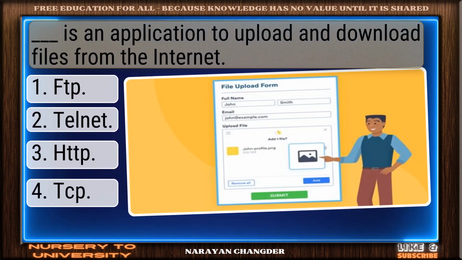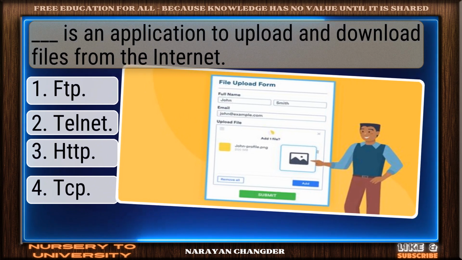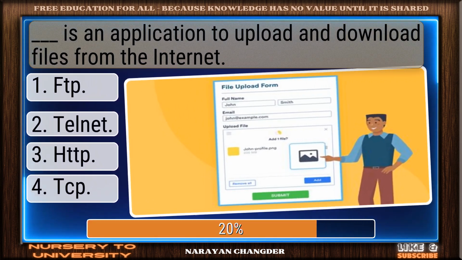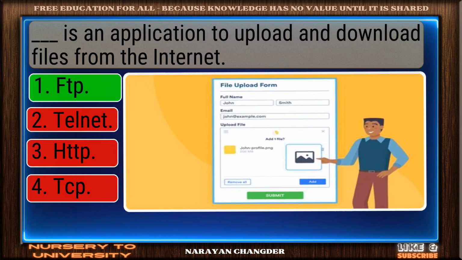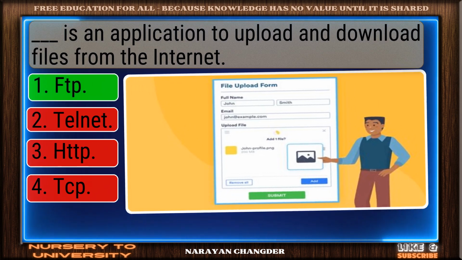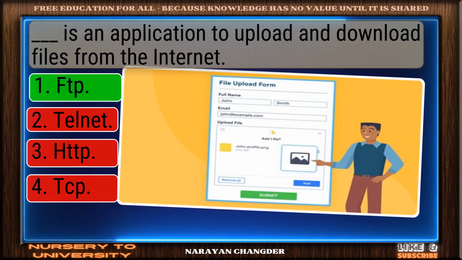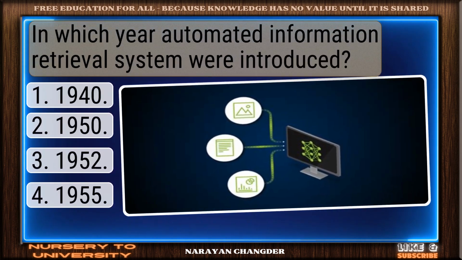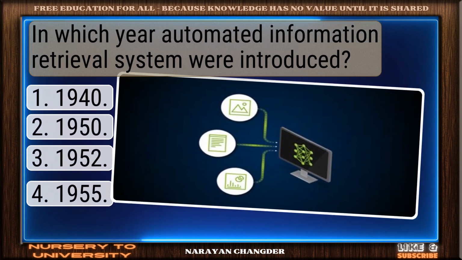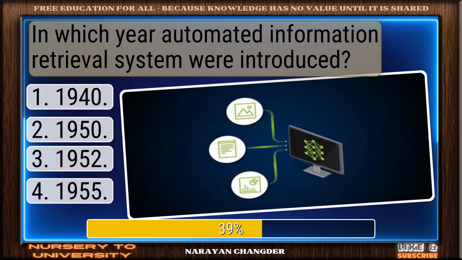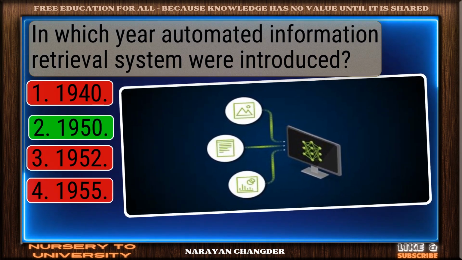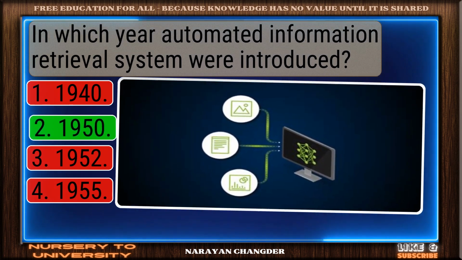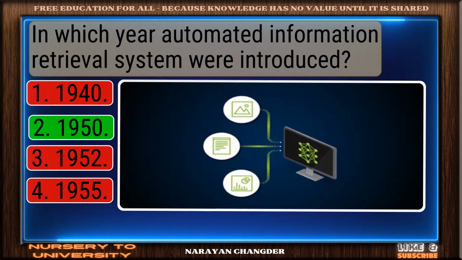Dash is an application to upload and download files from the internet. Smart move. FTP is an accurate answer. In which year were automated information retrieval systems introduced? Sharp thinking. 1950 is the right choice.